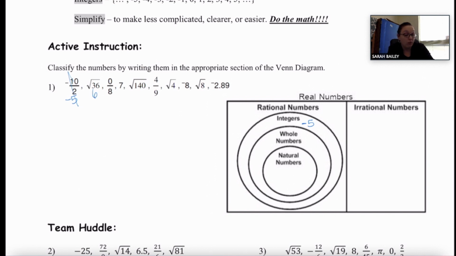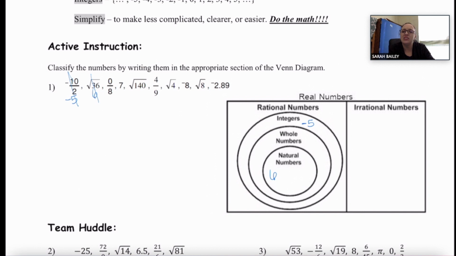Is that an irrational number? No. Is it rational? Yes. Is 6 an integer? Yes, it is. Is 6 a whole number? Yes. Is 6 a natural number, meaning, do you count with it? Of course you do. So it's going to go right here in the natural numbers section. That's where it's going to land. All the natural numbers are whole numbers, integers, and rational. Okay, so that goes there.